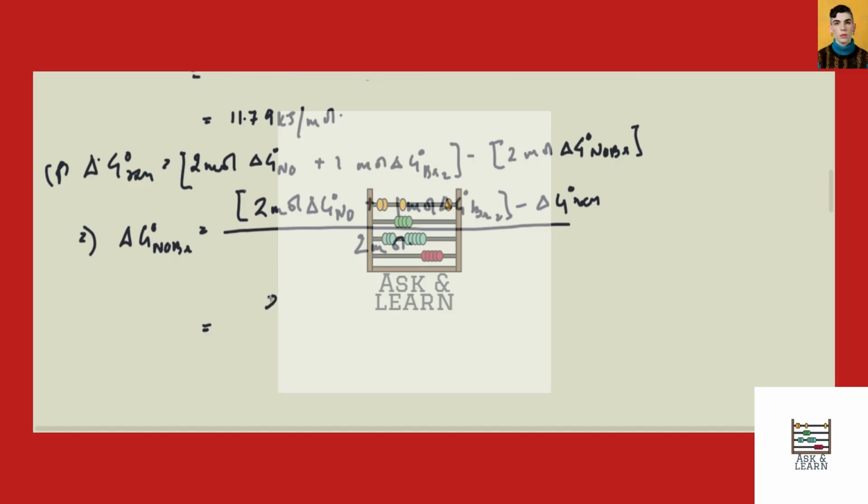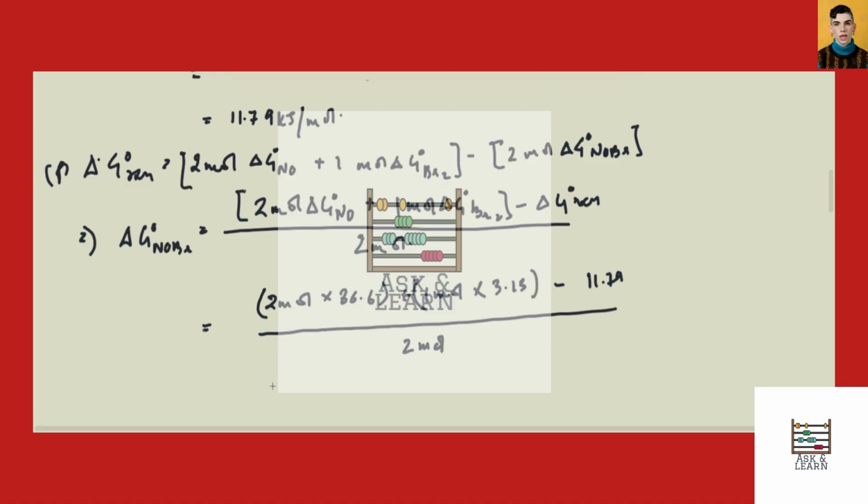and putting the values, we have 2 moles of delta G naught NO is 86.6 plus 1 mole of delta G naught Br2 is 3.13 minus delta G naught reaction is 119 upon 2 moles, that is 82.3 kilojoule per mole.